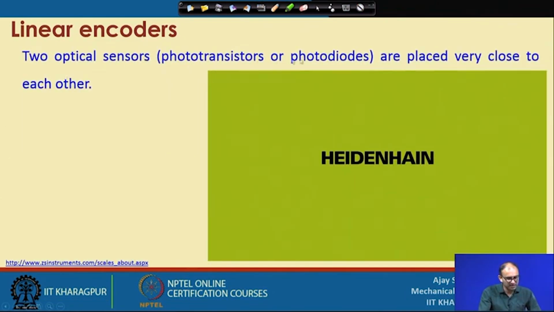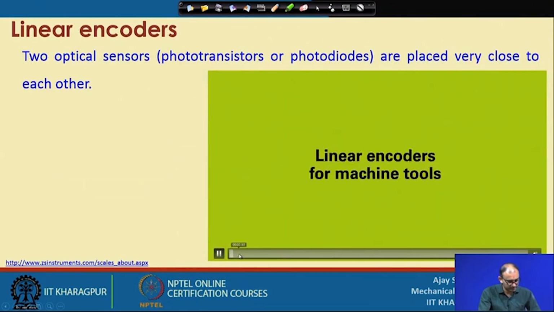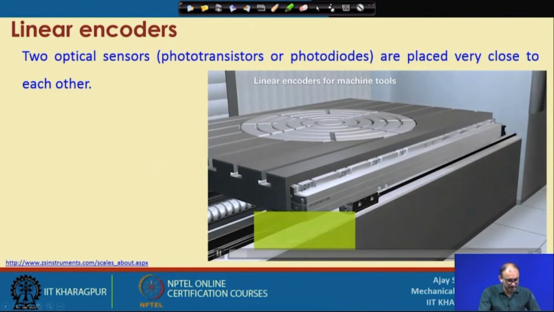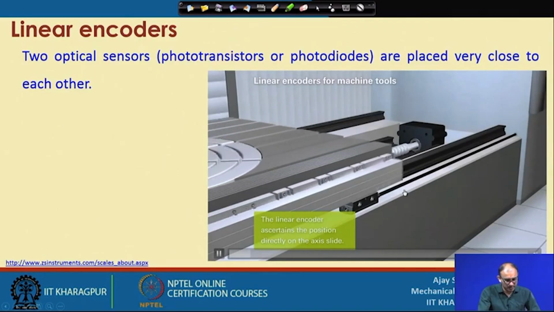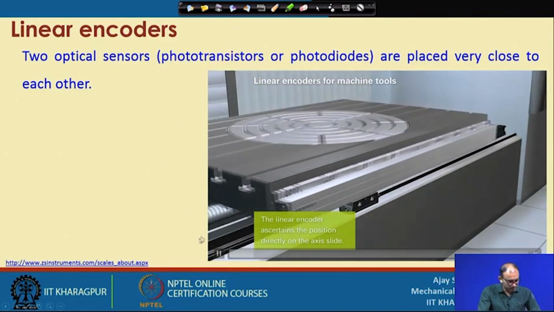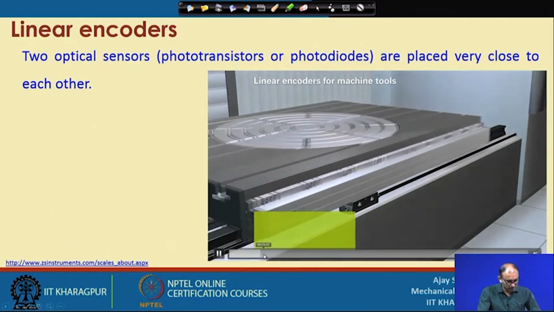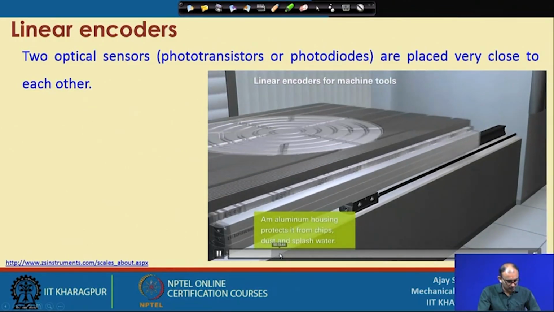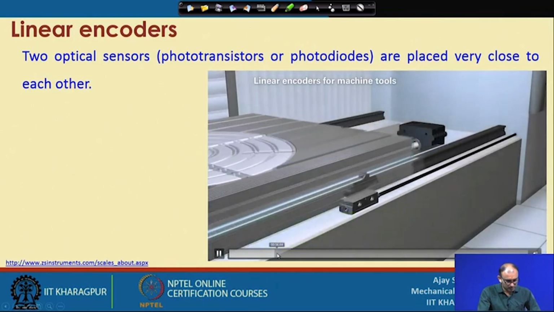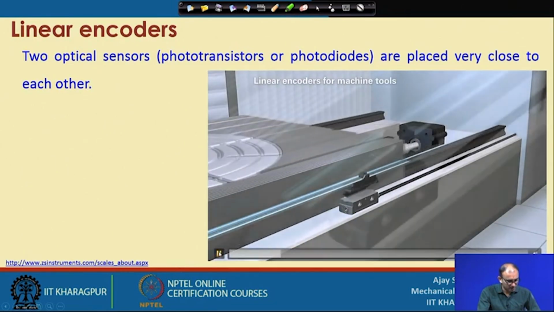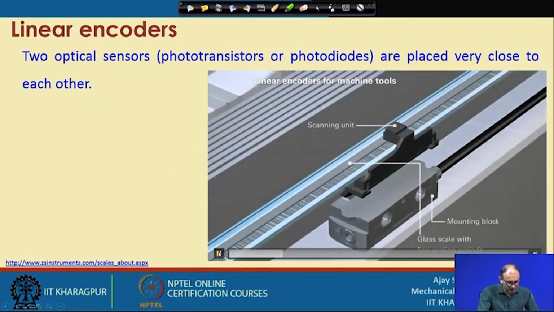So, two optical sensors are placed very close to each other. Let us see this thing also. Yeah, so, this is called the encoder. The encoder is located here, so you can get the direct position of this particular part. This is the mark that we have seen there also. There are two ways of doing that. Let me see if it is visible.